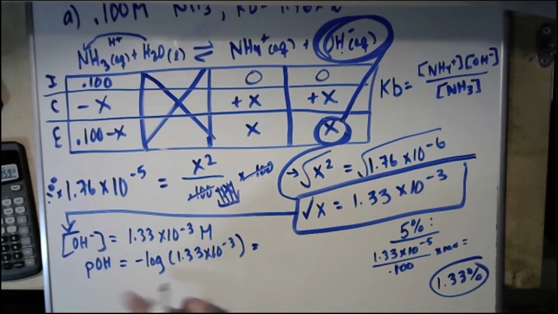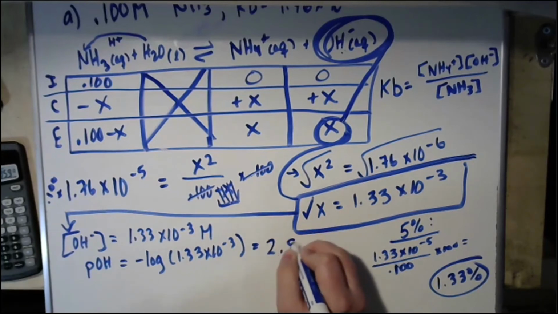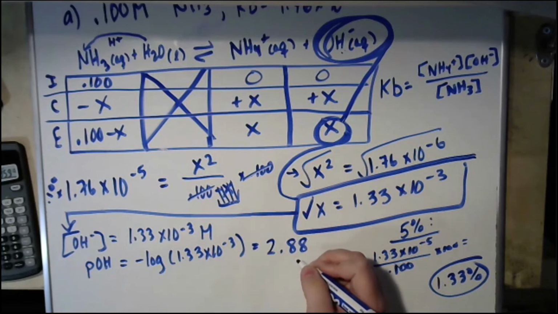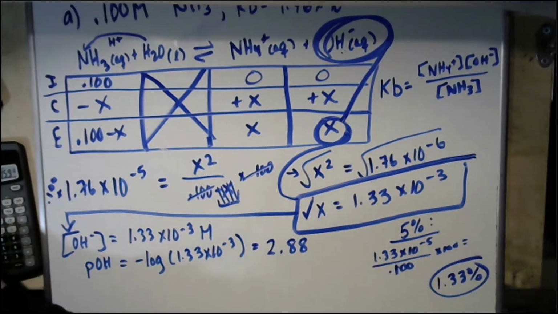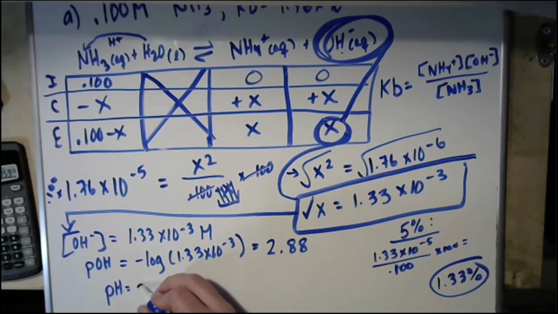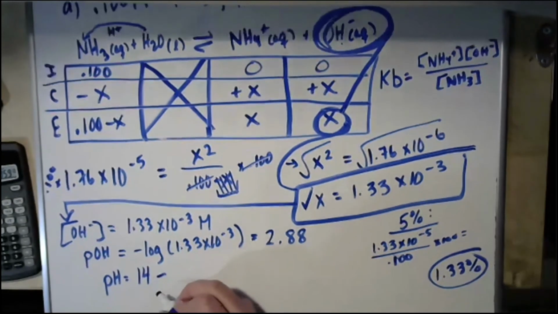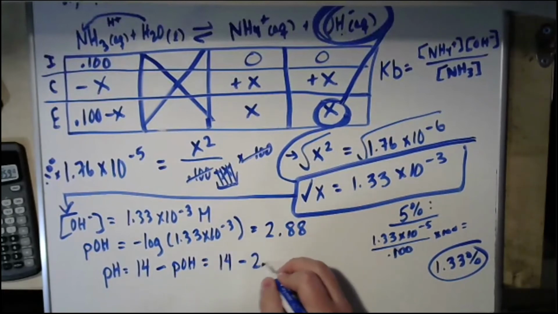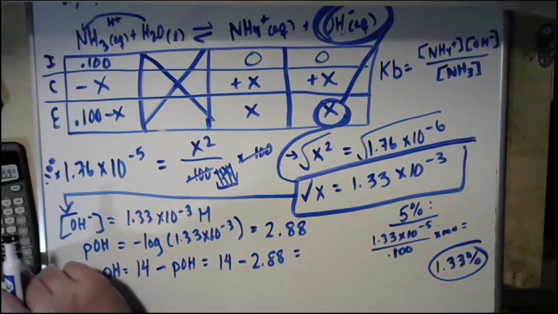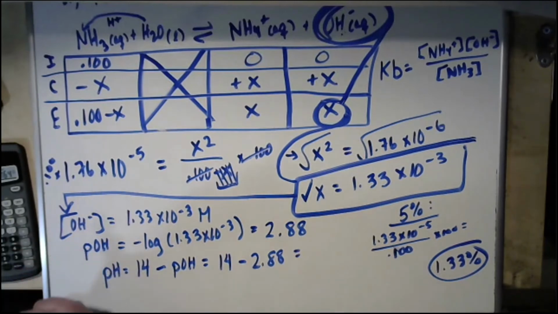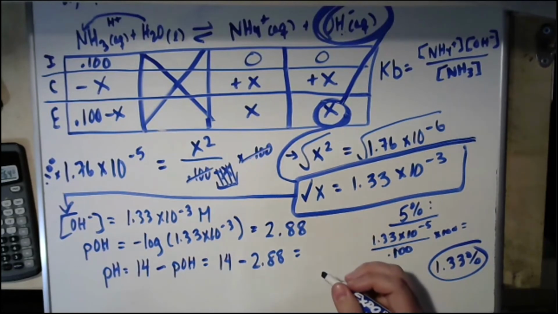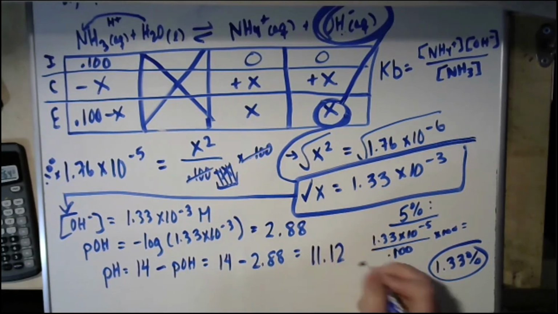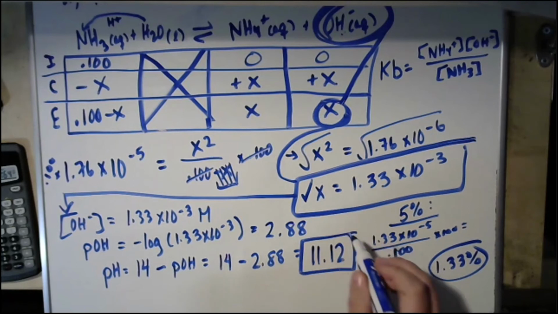And we have a pOH value of 2.88. Okay, not our final step. To find our pH value, we are going to do 14 minus pOH. So 14 minus 2.88, and we get 11.12. So this is our pH.